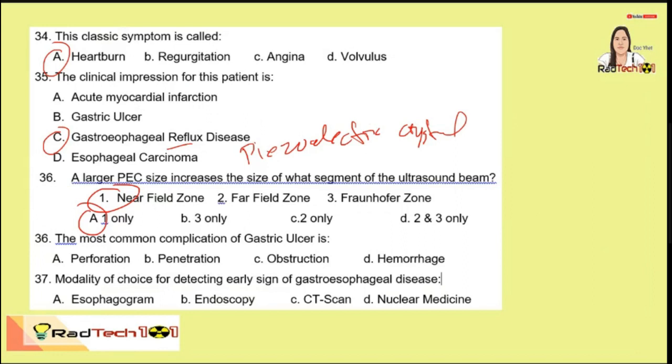36, the most common complication of gastric ulcer is D. Most common complication ng gastric ulcer is hemorrhage. 37, modality of choice for detecting early sign of gastroesophageal disease is nuclear medicine. So for early detection.